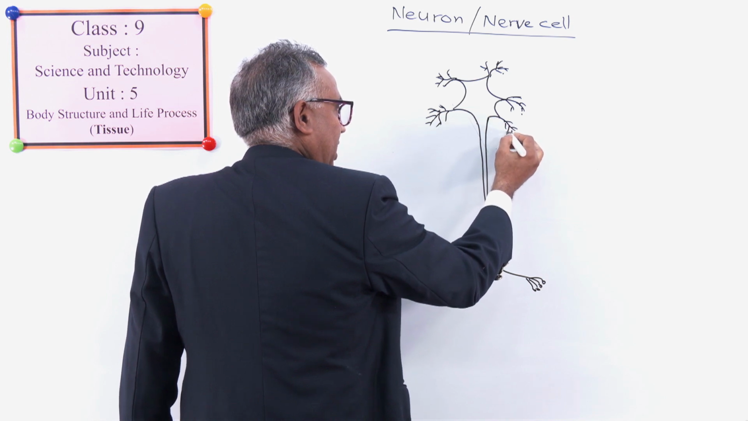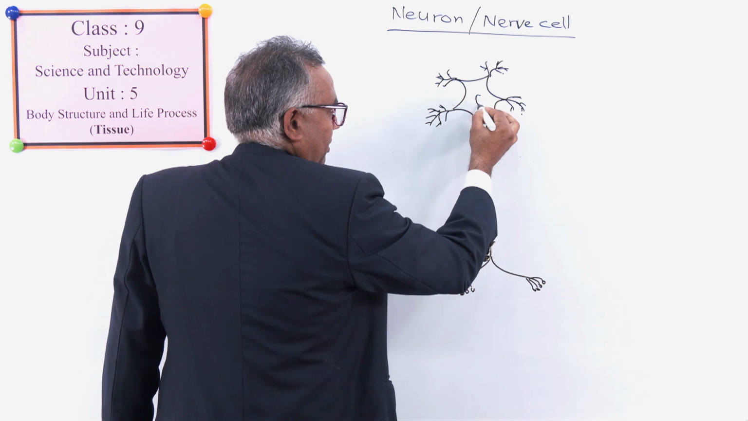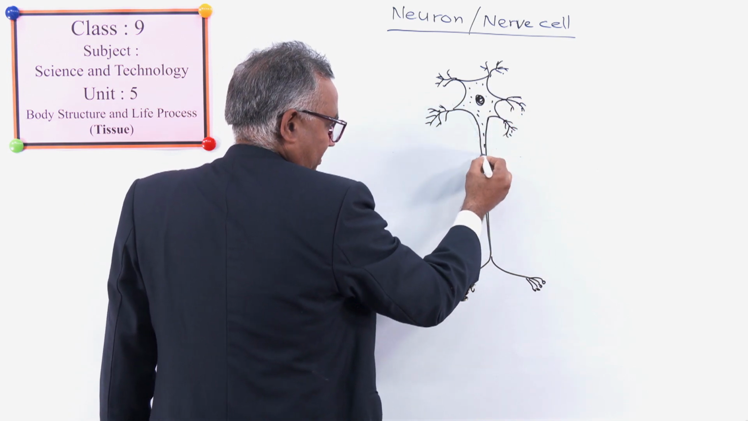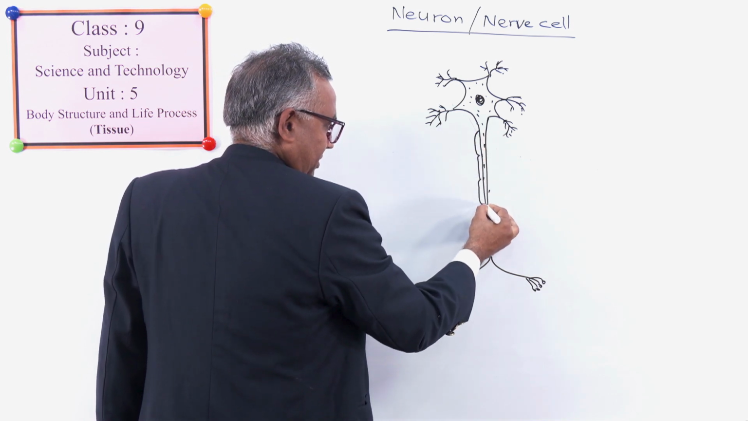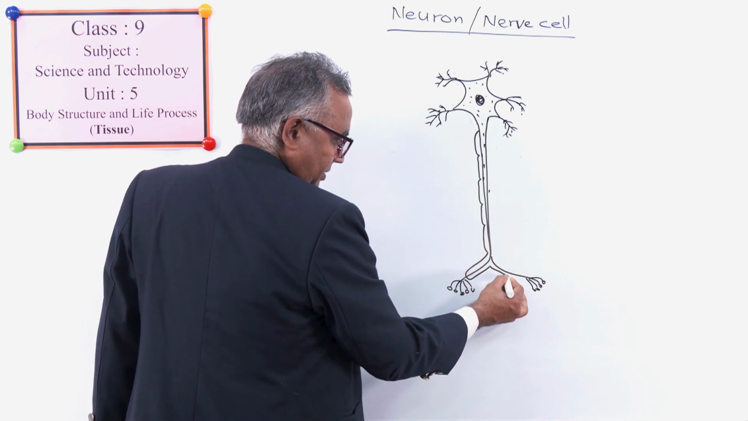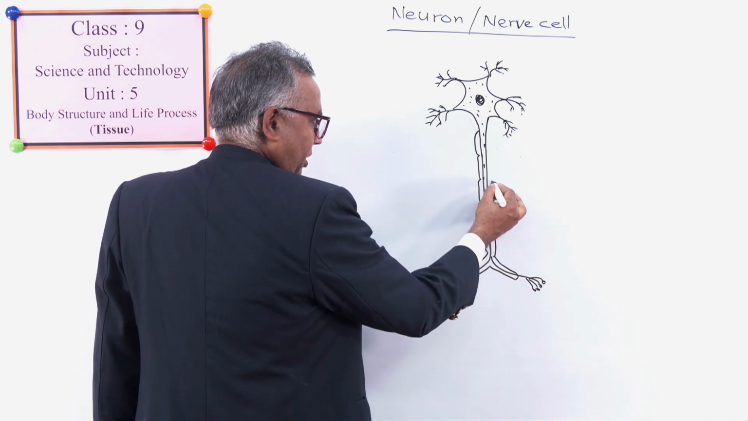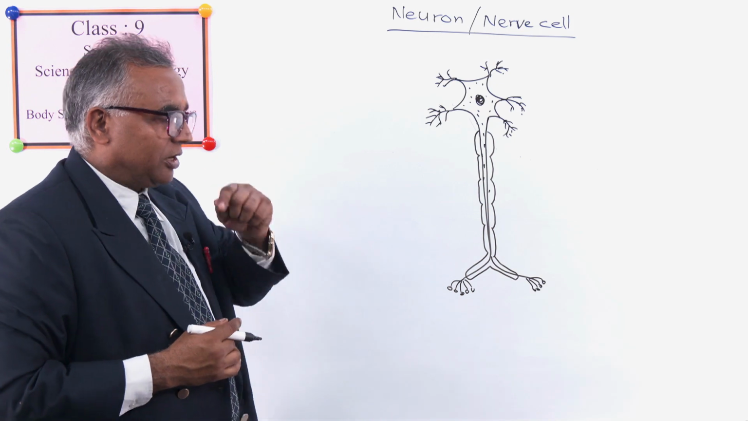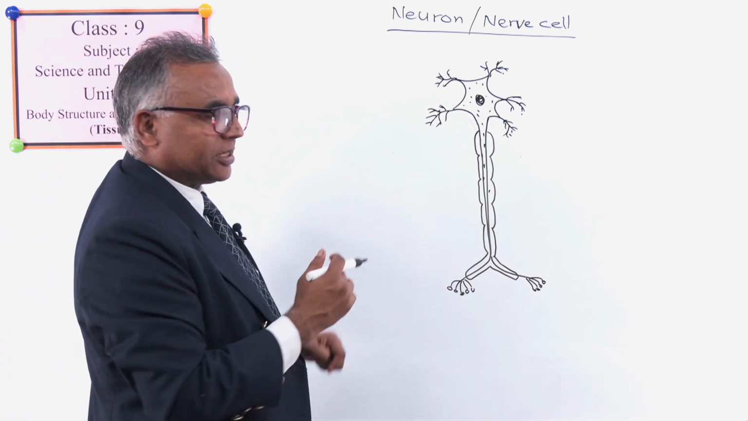So in this way we have two types of branches in it. Here a round structure, here cytoplasm, then medullary sheath. Look how easily we can sketch a nerve cell. Later we will read. I will give you the main points, don't worry. At first try to learn how to sketch it.